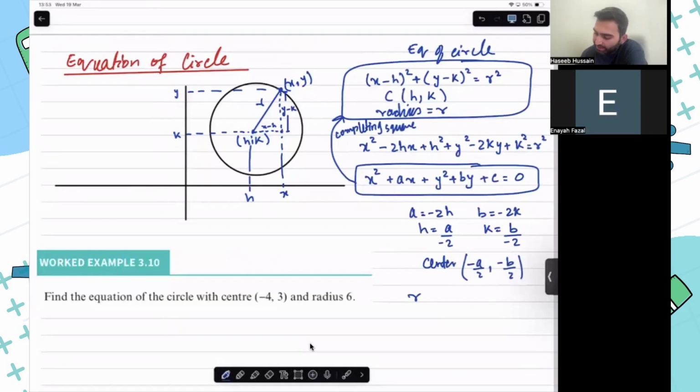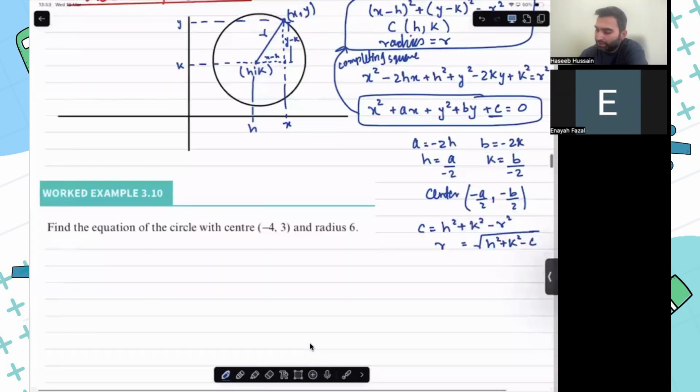And to find the radius, c equals h square plus k square minus r square, right? So if we talk about r, this would be equal to the square root of h square plus k square minus c. Get it? Fine?